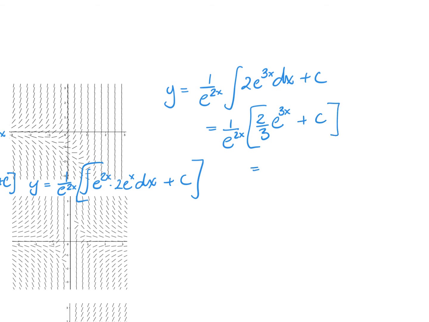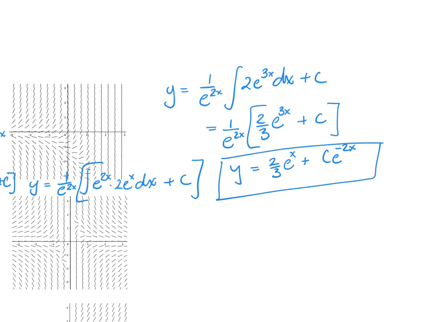And so this is going to be equal to, distributing e to the 2x through, 2/3, subtracting exponents, e to the x plus c e raised to the negative 2x. And that's what my y is equal to.